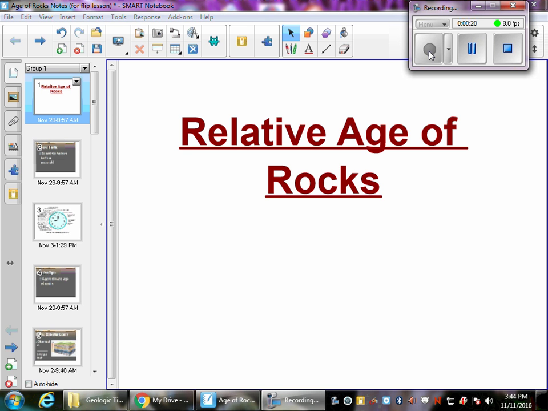So we're going to start today talking about the relative age of rocks. And what relative means is just that how is the age relative to something else? So how is the age compared to something else? We're not necessarily going to go into a lot of numbers because we're really just looking at how do we figure out which rock is older than the other.